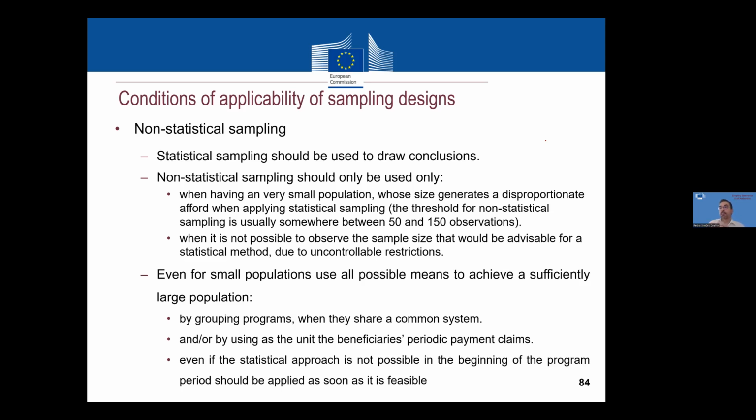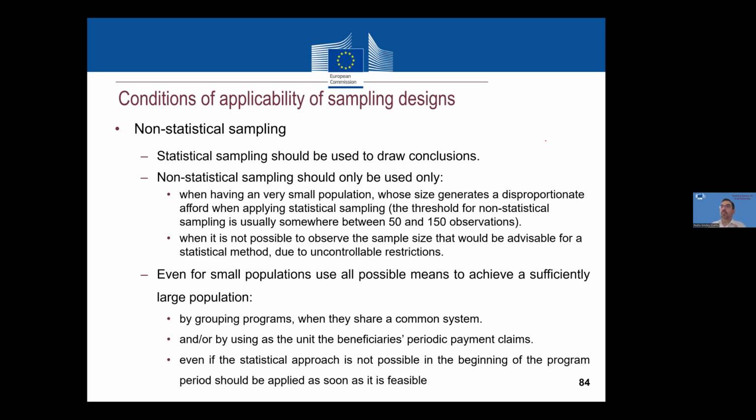I don't know the practice of all audit authorities, but they are encouraged, between 50 and 150, to think about the pros and cons of using statistical and non-statistical methodology. Between 50 and 150 it is very customary to choose non-statistical sampling, but this does not need to be the case. For instance, if you have a population of 140 and under statistical sampling you conclude that you can do the audit with 30 or 35 units, it should probably be a good choice to use statistical sampling, okay?